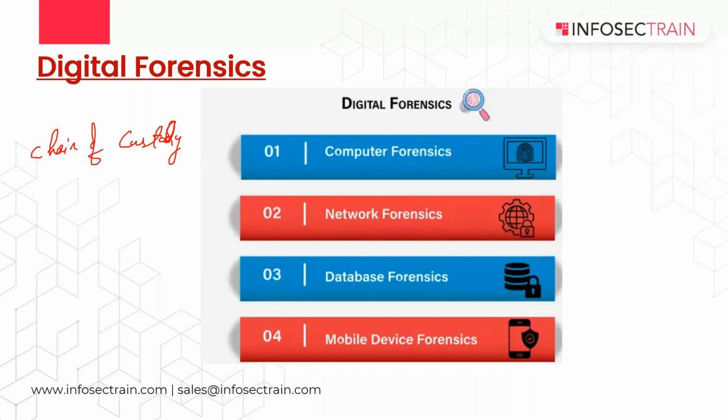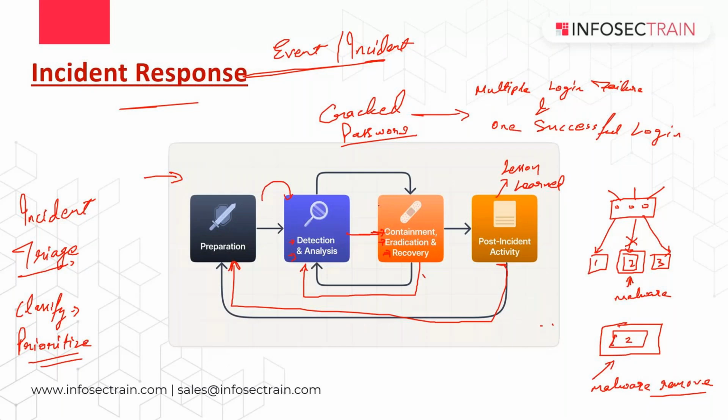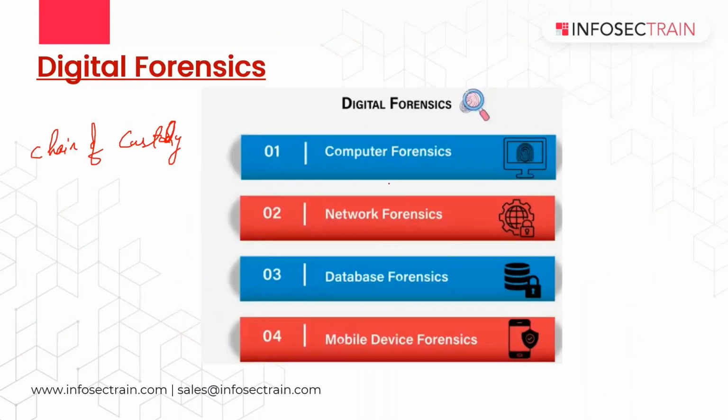So if you remember in incident response, this containment phase is there, right? After containment, if you want to place it, you can go with the evidence collection or evidence gathering and digital forensics over here. Yeah, different types of digital forensics are computer based, network based, database, and mobile devices based.